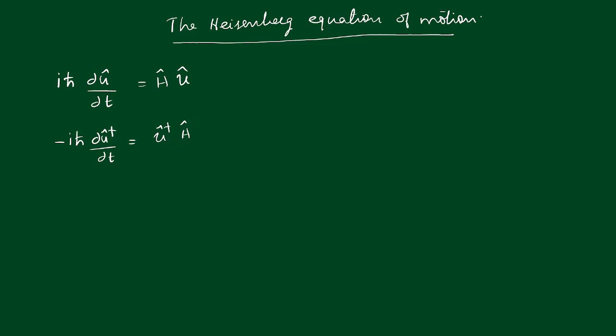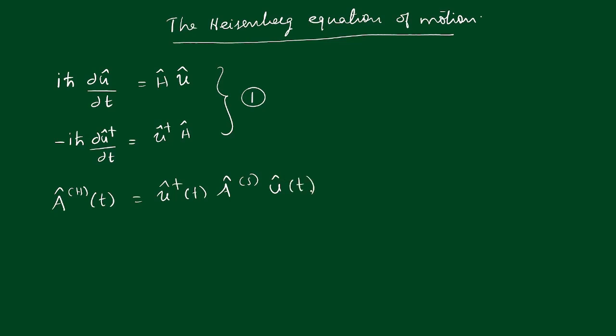And what is H dagger? H dagger is H because it's Hermitian, right? We'll call this equation 1. Okay, now we look at the Heisenberg operator at time t. This we said is equal to U dagger of t, the Schrodinger operator, multiplied by U of t, right?